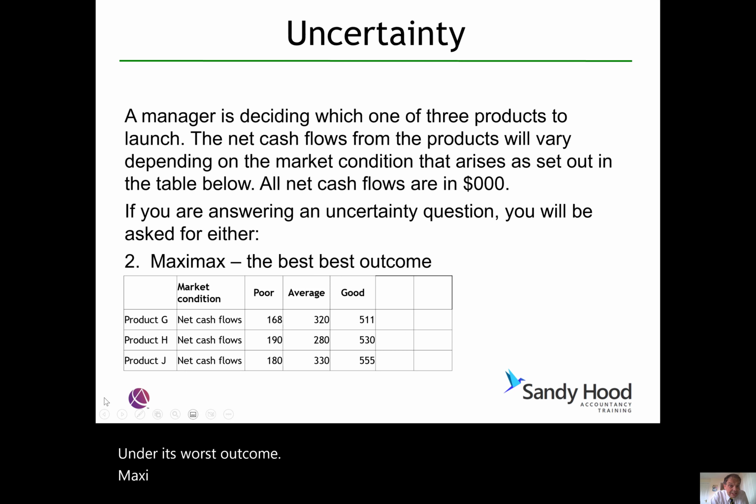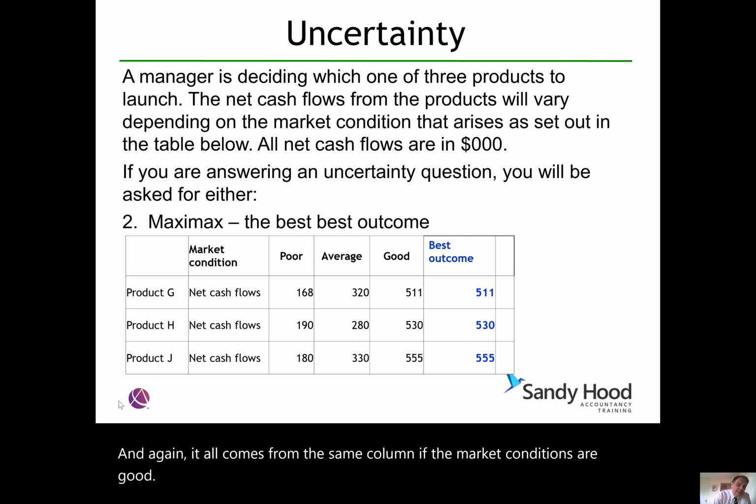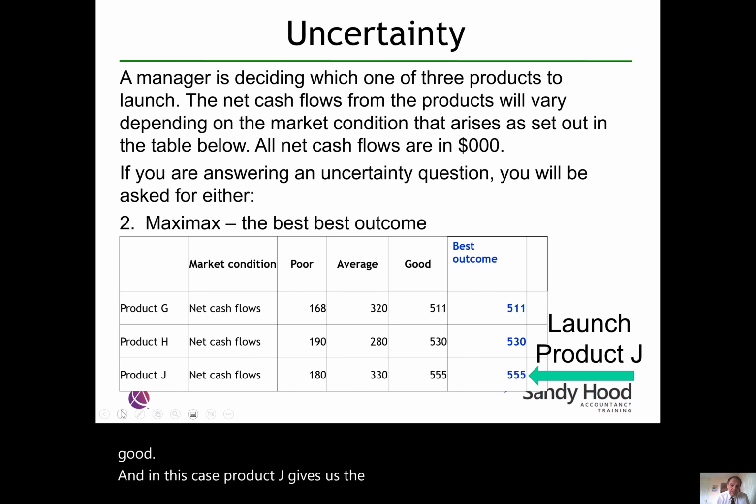Maxi-max is the best outcome. We go through the three again. It all comes from the same column if the market conditions are good, and in this case product J gives us the best outcome, so we would be launching product J.